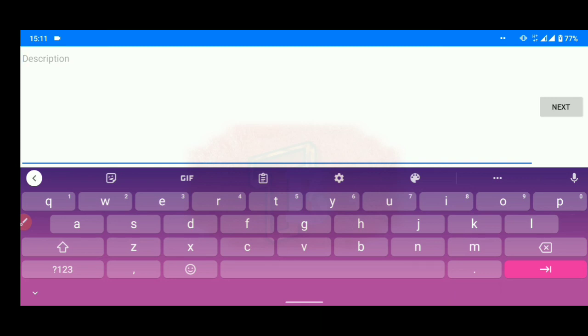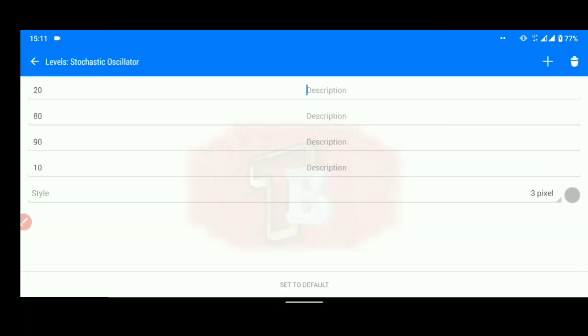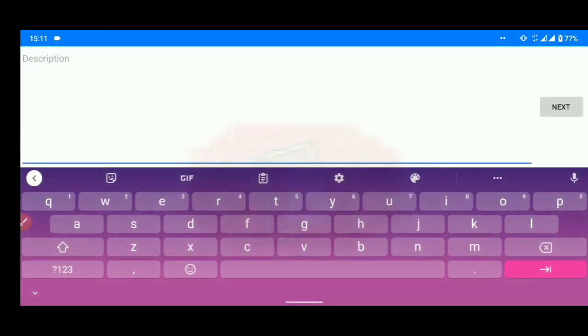The 20 level is the sold level or the sell level. Okay, all right. Then the next one is the 80 level. The 80 level is the buy level.